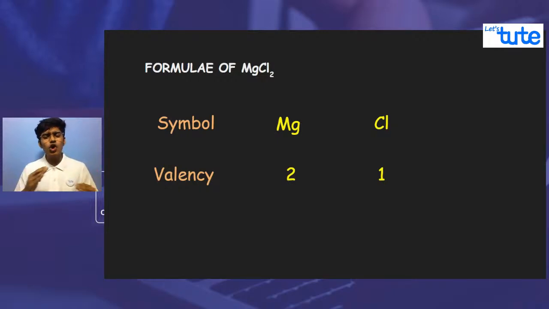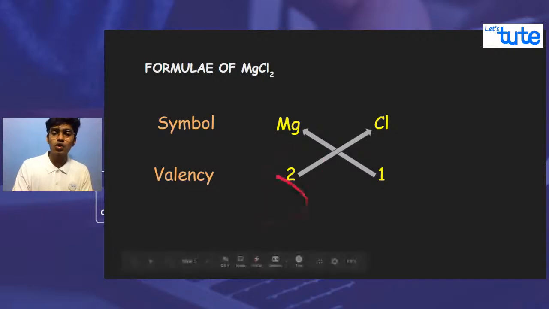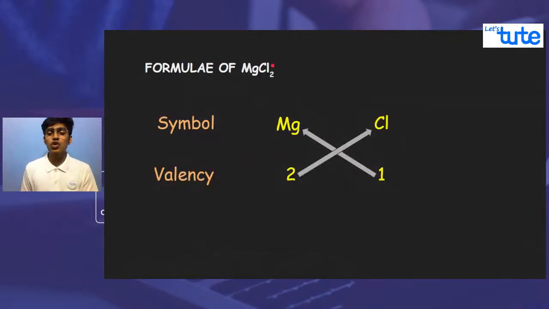Now let us cross the valency. Simply, we just cross the valency. So this 1 goes to magnesium and this 2 goes to chlorine. Hence the formula derived is MgCl2. So we will use 2 atoms of chlorine and 1 atom of magnesium. This is the way we formulate certain compounds.